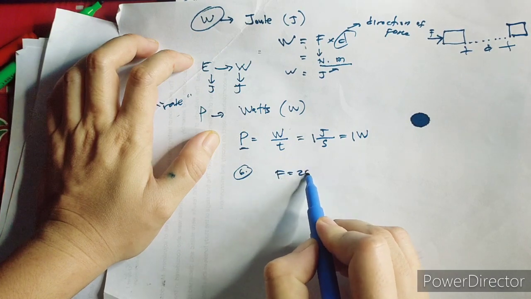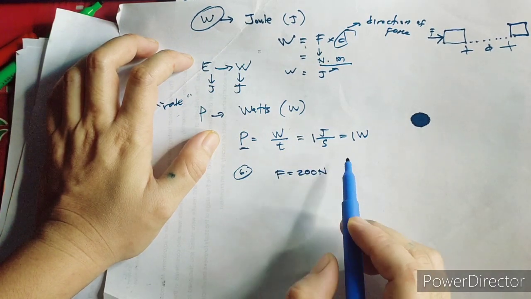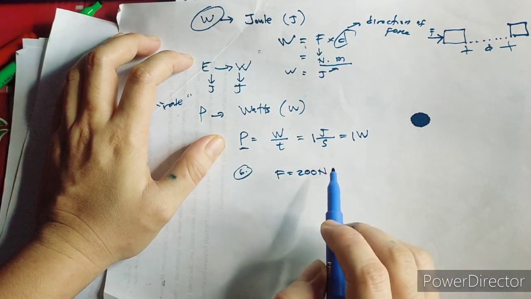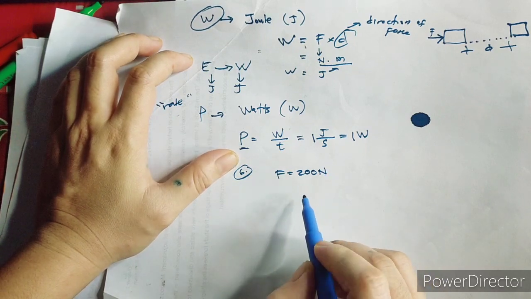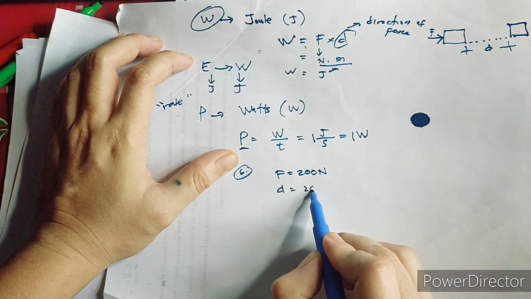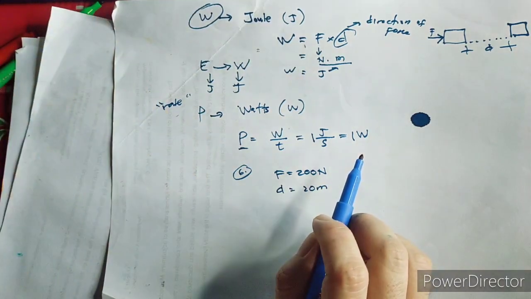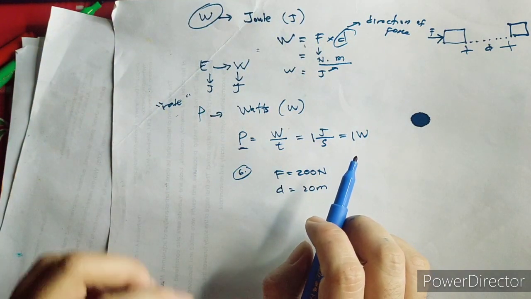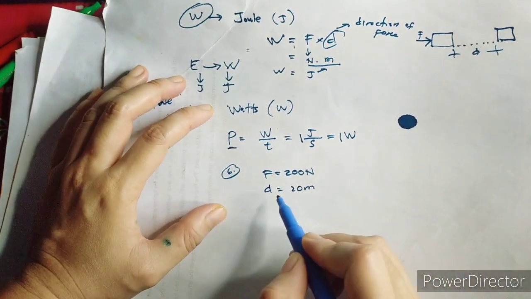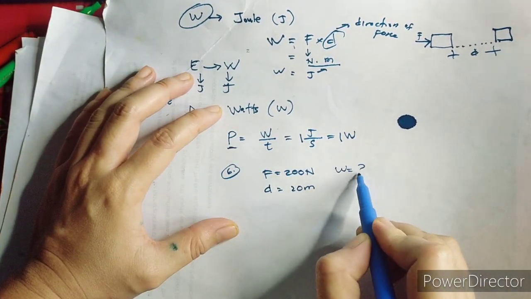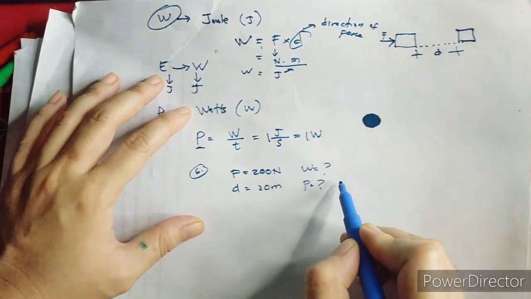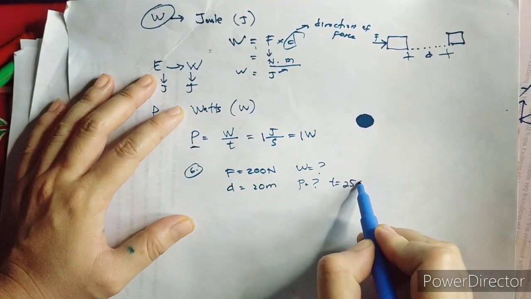Requires a force of 200 Newton. How much work is done if the machine is moved 20 meters? So, naging distance daw ay 20 meters. And what is the average power? It utilizes a movement of 25 seconds. So, tinatanong ang work and power. Given daw ang time na 25 seconds.